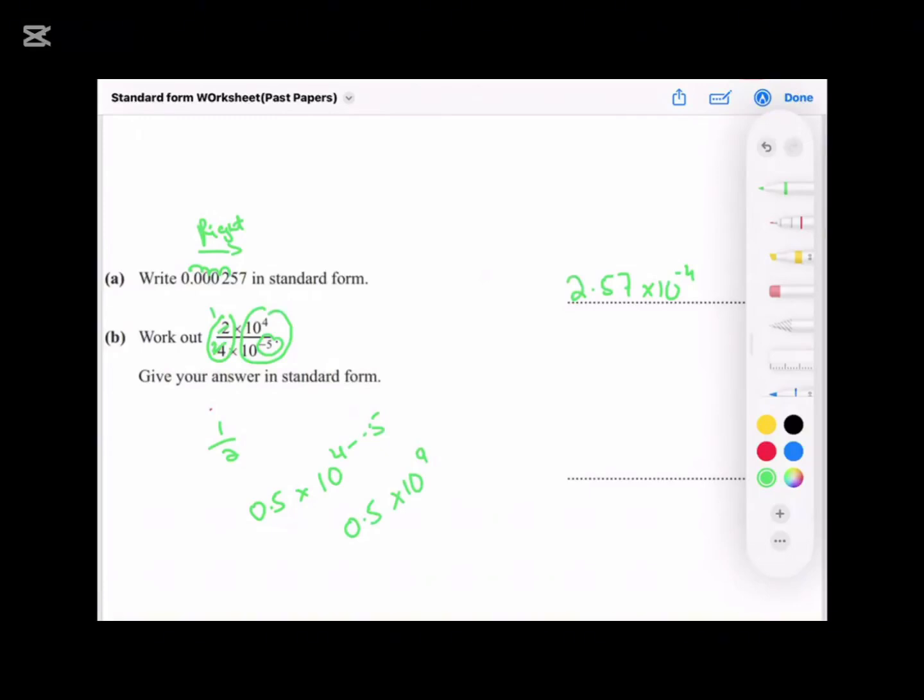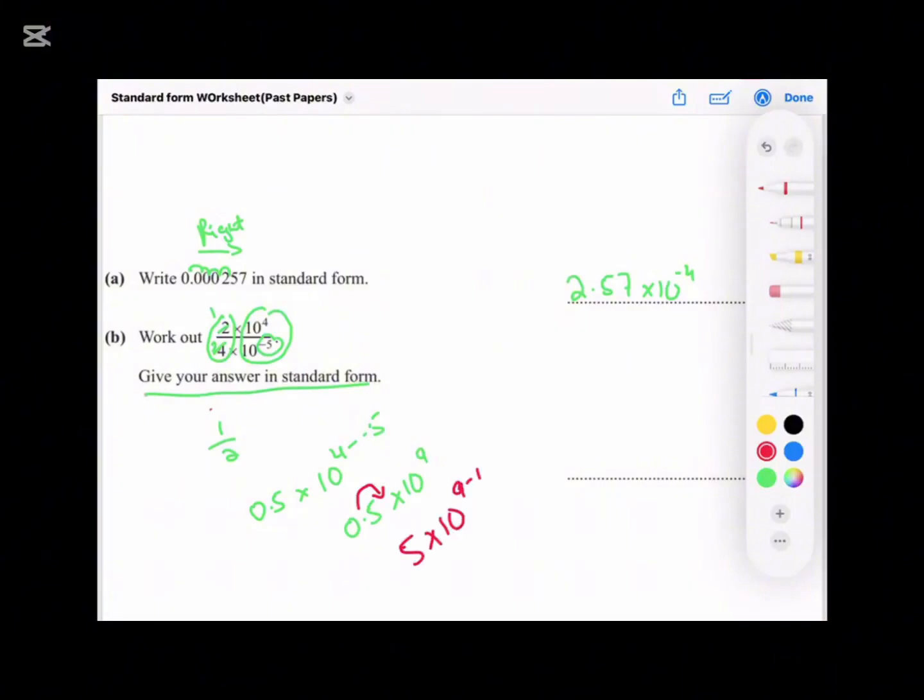Now, this is not a standard form answer, because the question asks for an answer in standard form. The standard form rule is that the decimal comes after one digit and that number is not equal to 0. So I have to move the decimal point to the right side. I am moving the decimal point to the right side one step. So the final answer is 5 multiplied by 10 to the power 9 minus 1.